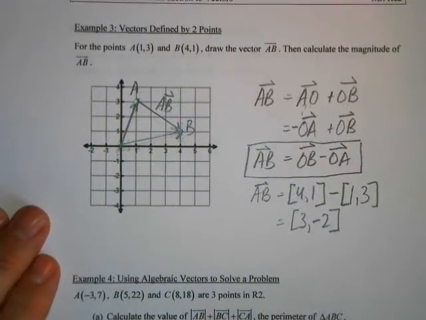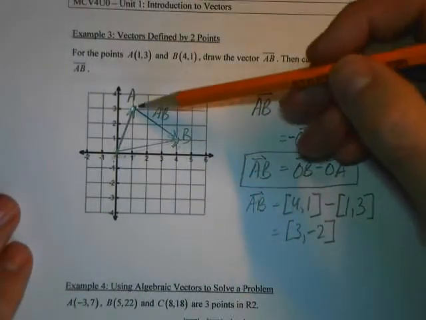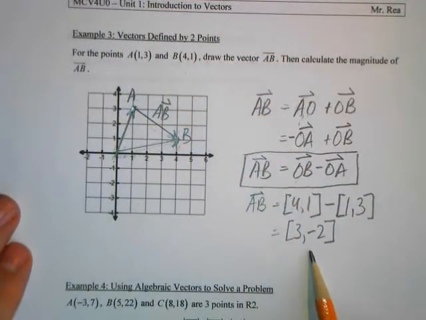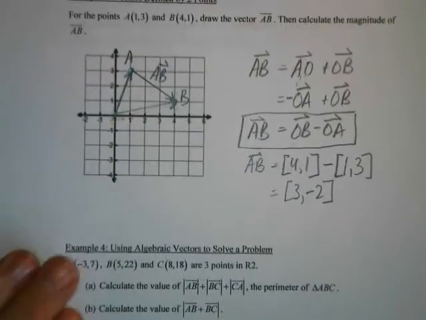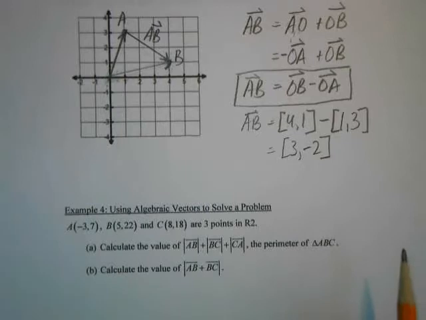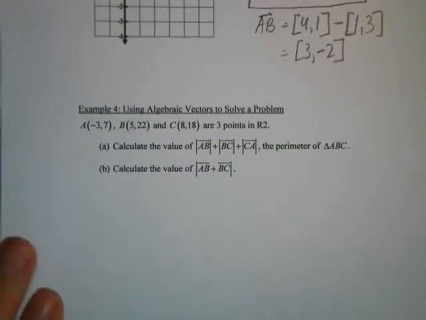And you can see that if I travel from A to B, I go to the right 3 and I go down 2, and that's reflected in its components. Okay, so that's a really important example because you're going to be doing that quite a bit. Okay, let's try something different.